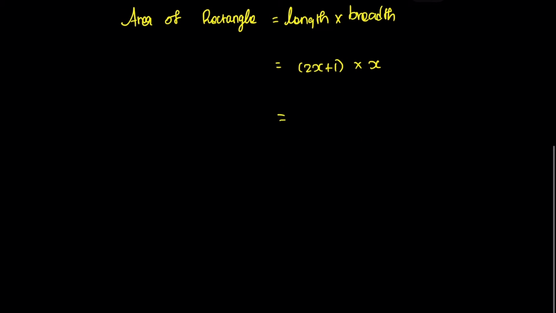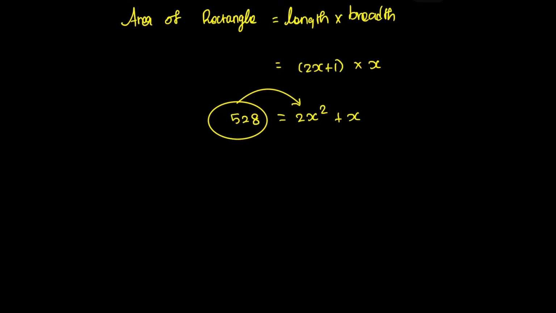So now 2x square plus x, and this value is equal to 528. And we need to convert it into the form of a quadratic equation. And one more thing, the maximum power must be positive. So this part is moving to here. So 2x square plus x, and the 528 is moving to the other side as minus 528.